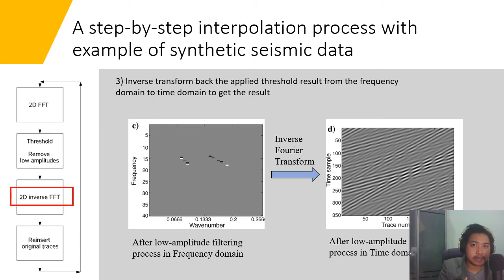We will change the filtered seismic back into the time domain, by inverse transforming the thresholded result from the frequency domain to the time domain. The D here is the result that we get after we inverse transform the high amplitude values. Okay, after that we only have one more step left, which is the reinsertion of the original traces.